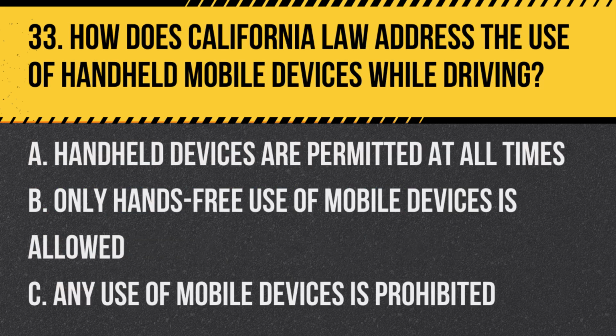Question 33. How does California law address the use of handheld mobile devices while driving? A. Handheld devices are permitted at all times. B. Only hands-free use of mobile devices is allowed. C. Any use of mobile devices is prohibited. Answer. B. Only hands-free use of mobile devices is allowed. Drivers are permitted to use mobile devices in a hands-free manner only.